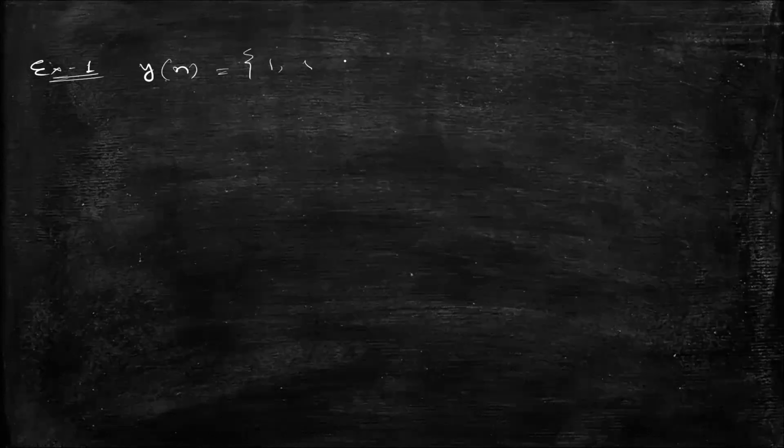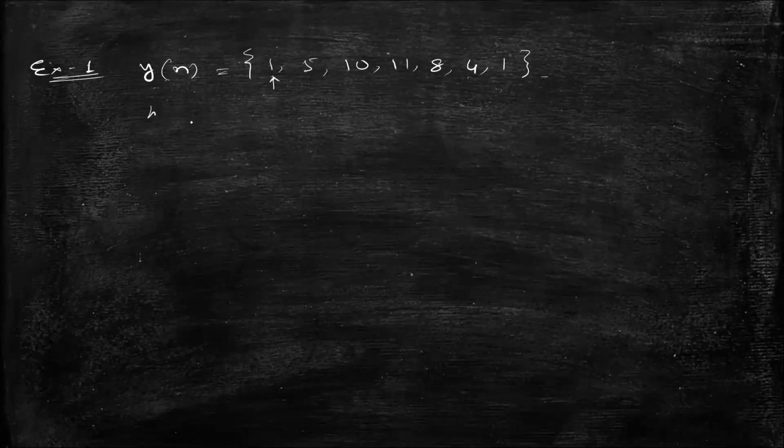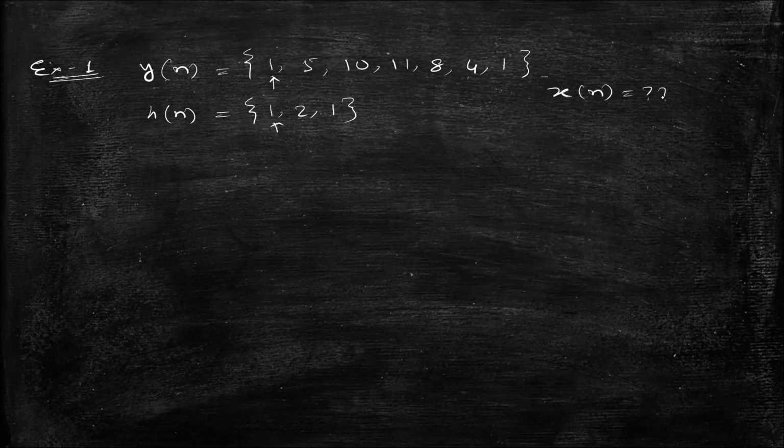Example number 1: y of n is given, that is 1, 5, 10, 11, 8, 4, 1, started from 0, and h of n, the impulse response, is given, that is 1, 2, 1, also started from 0. So now I have to find out the value of the input.